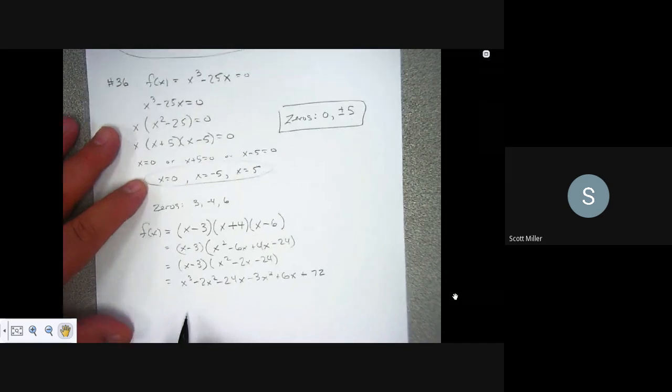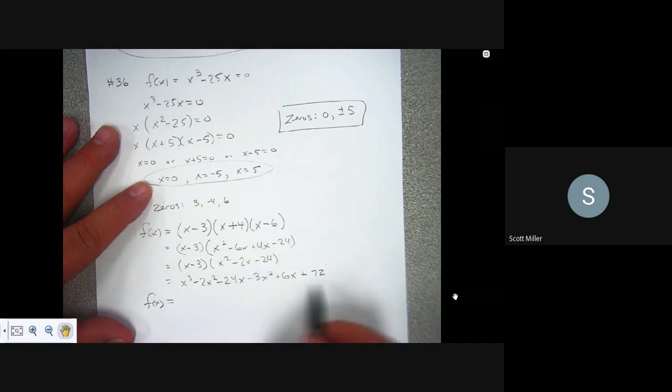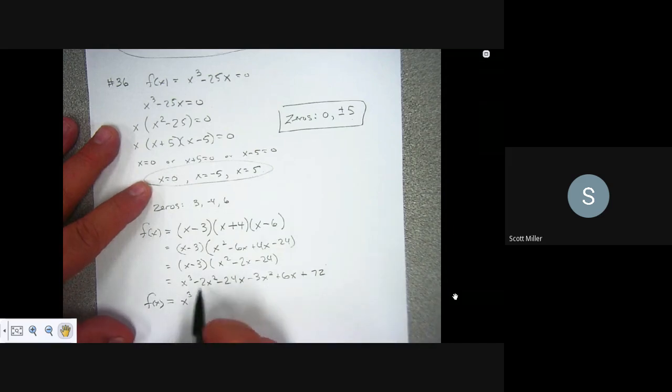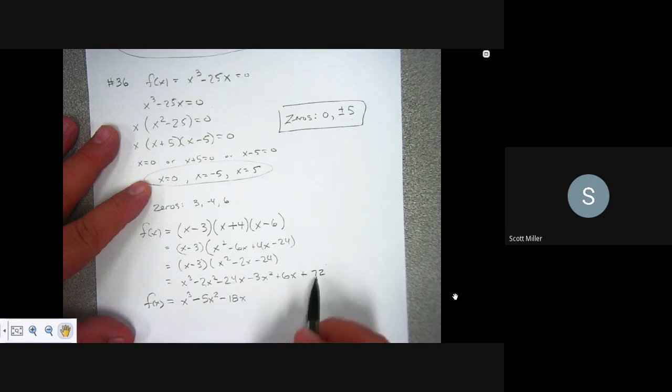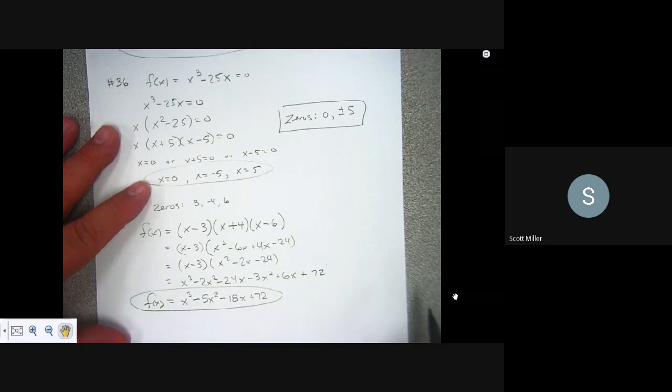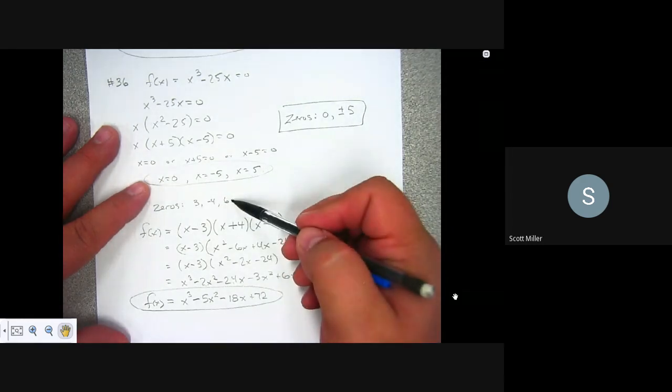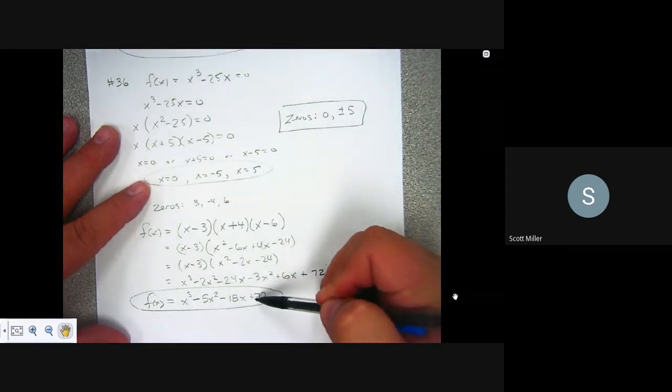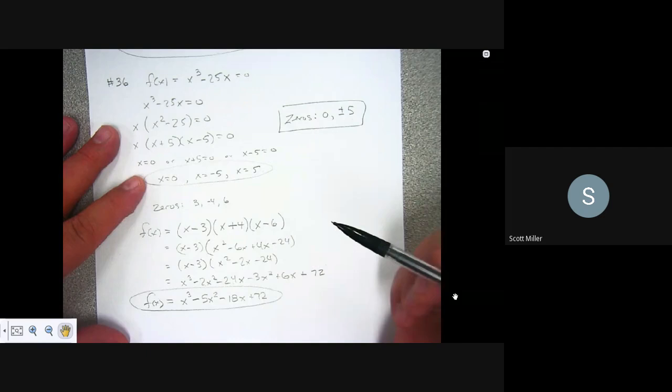They're all jumbled up. You want to write it in standard form where the highest exponent is first. So we need to rewrite and combine like terms. There's x to the third, it's the only one. I have these two x squared terms, minus 5x squared. I have these two x terms, so this will be minus 18x, and then plus 72. That is the polynomial that has those zeros. So this is the cubic polynomial that has those zeros.